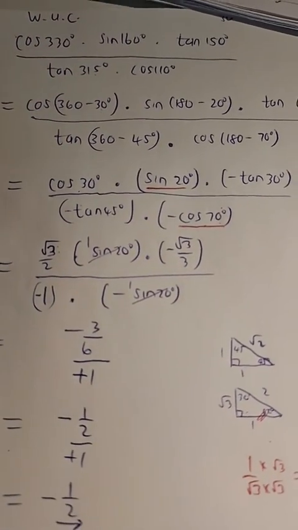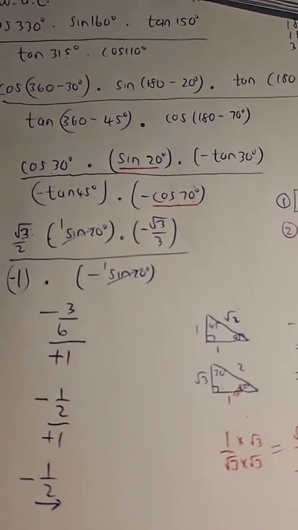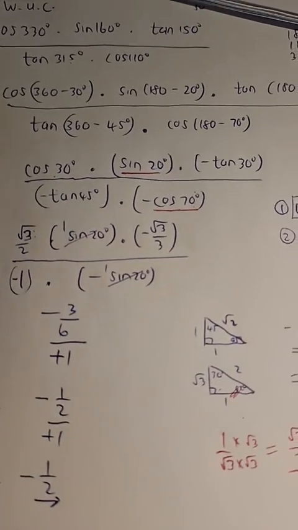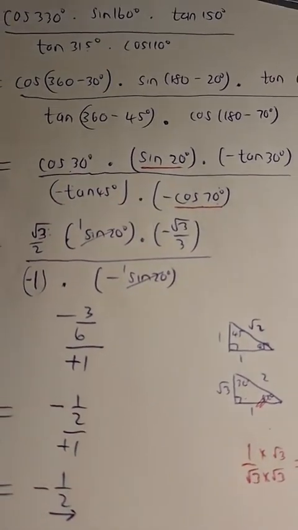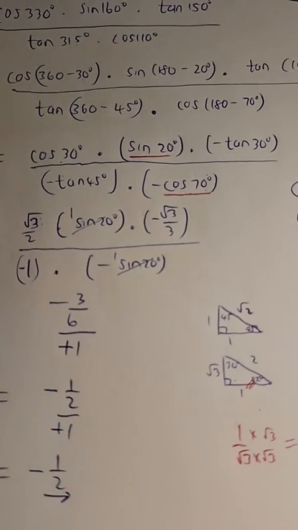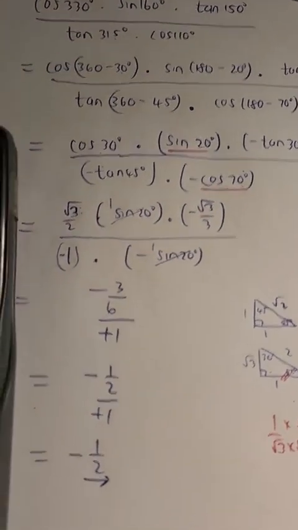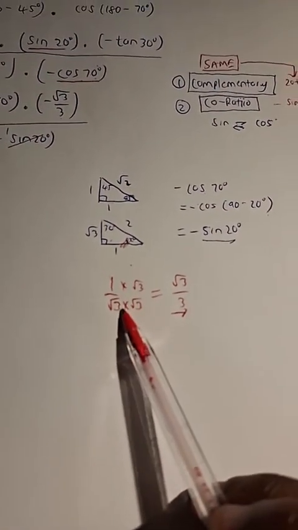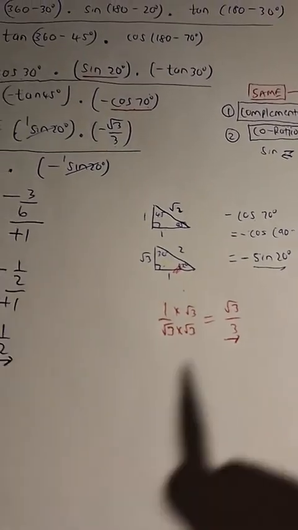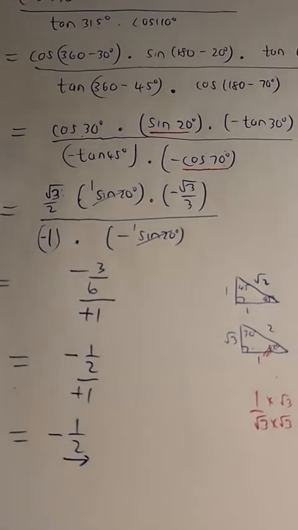Not in grade 10, in grade 11. In grade 10, you can't do this. In grade 11, you can, because you've learned that rationalizing the denominator is a reality. You multiply the denominator by its conjugate. And in grade 12 as well, you can do it.